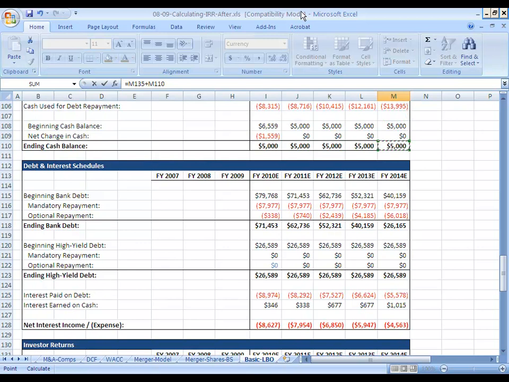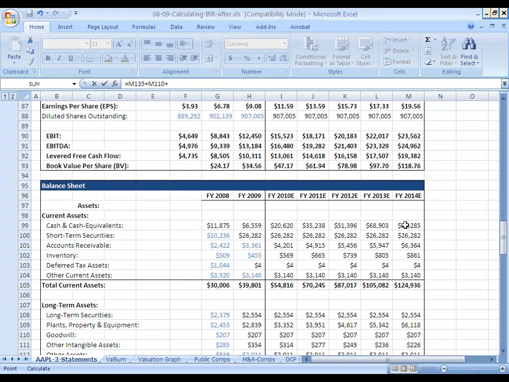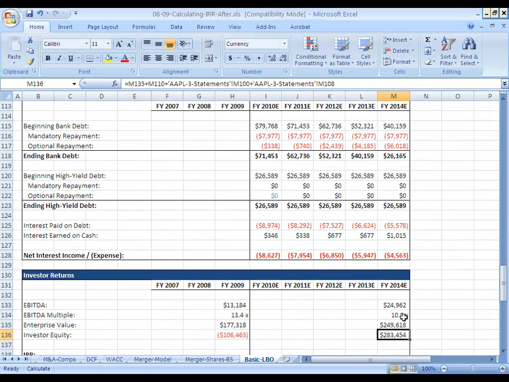But remember that we also have, back in our 3-statement model, short-term and long-term securities, so we need to add those as well. So we'll just go to year 5 for the short-term securities and for the long-term securities. So we have those, and then we want to subtract our debt, so our ending debt balances, 26 billion and around 26 or 27 billion right here for the high yield debt.